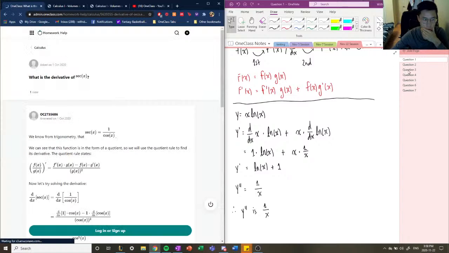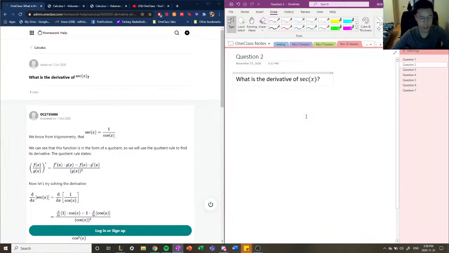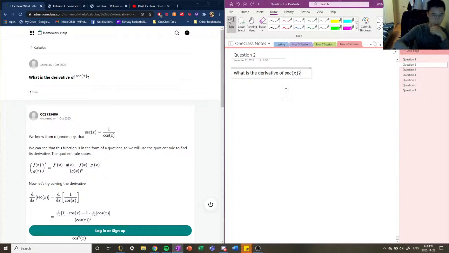All right, so the next question is, what is the derivative of secant of x? Before we even begin, we know that secant of x is just the inverse of cos, so secant of x equals 1 over cos x. We're going to use this form for the rest of the derivative.